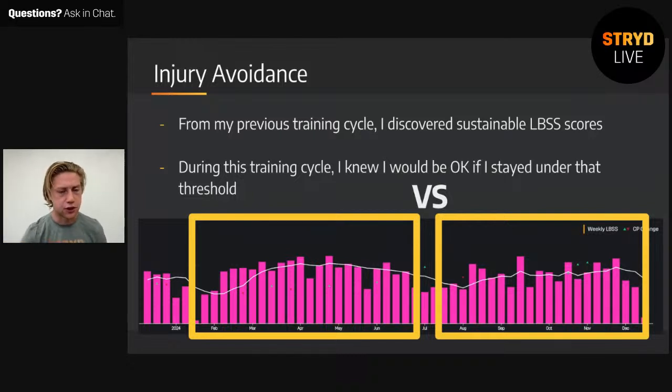So this is the value of Stryd data. When you have Stryd data across one training cycle and then you start a second training cycle, there's a lot you can learn and apply from that first cycle to your second cycle.